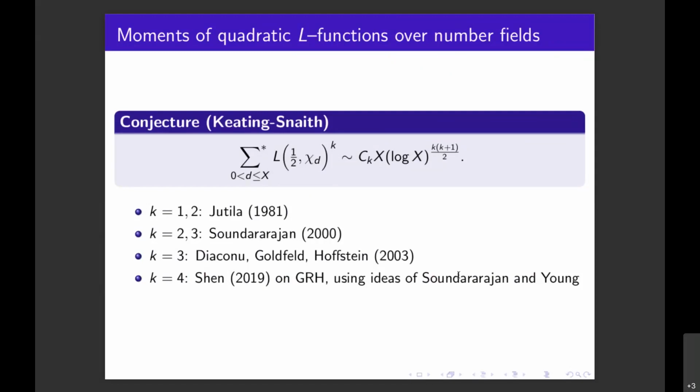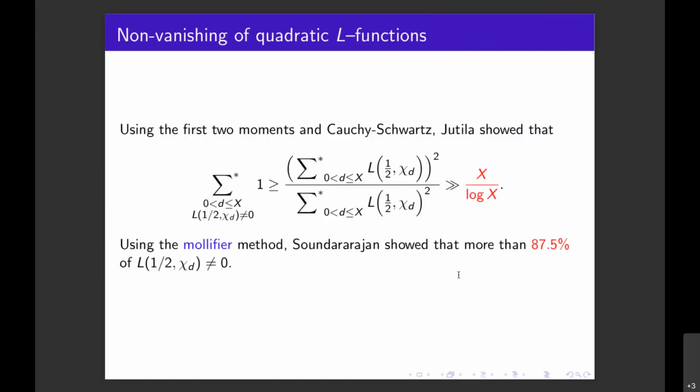Now, what does this tell us about non-vanishing? It turns out that if we know the first two moments, it's relatively easy to get some proportion of non-vanishing. Directly using the asymptotic formulas for the first two moments, Jutila showed that the number of discriminants of size up to x for which the L-function is non-vanishing is bigger than x over log x. We know that there are roughly x discriminants up to size x. But we would want to be able to say something stronger, something like: more than some constant c times x of these discriminants have L-functions non-vanishing.